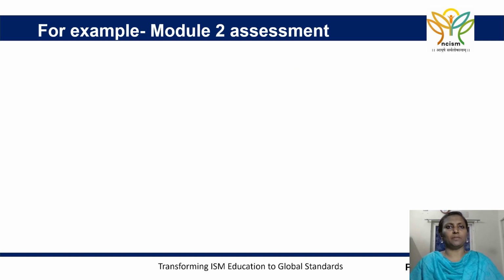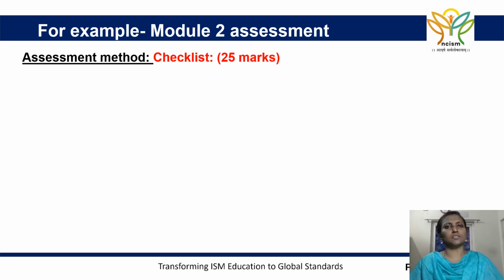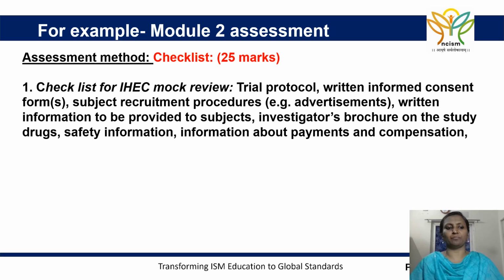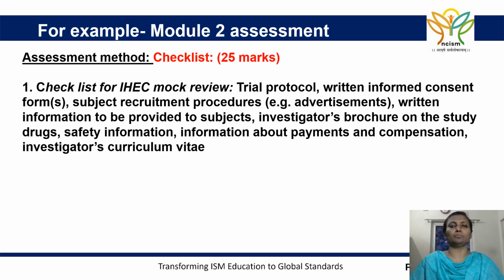Let's see few examples mentioned in the syllabus for modular assessments. Checklist is one of the assessment methods suggested for Module 2, Ethics and Regulatory Aspects in Research. Since the module has 1 credit, the assessment should be for 25 marks. Here, the teacher can ask the students to do Institutional Human Ethics Committee mock review and he or she can monitor with the help of a checklist that all the related documents, namely the trial protocol, written informed consent form, subject recruitment procedures, etc., have been submitted or not.